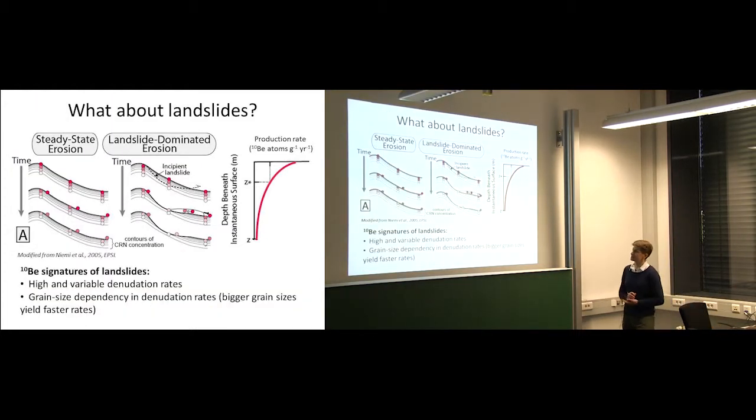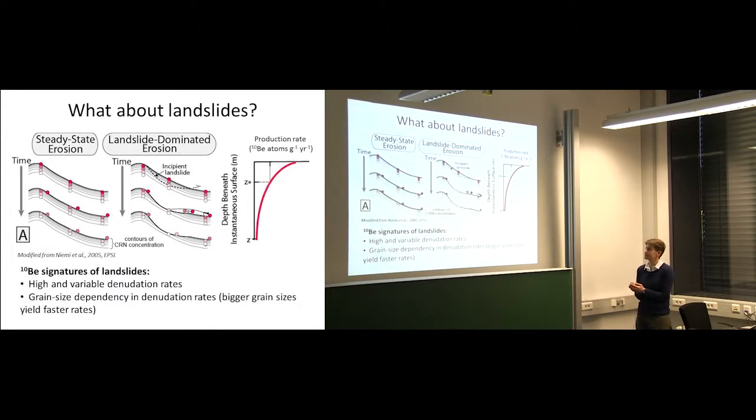Okay, what about landslides? Let's think about this again. What we talked about already is that if there are landslides in these catchments, they're going to mobilize material from potentially several meters beneath the surface. So we get a pulse of low concentration material, which could bias our denudation rates towards higher values.